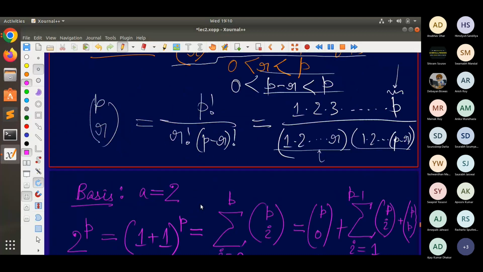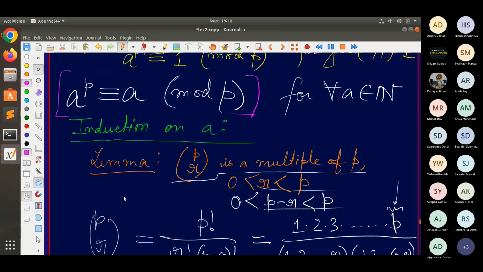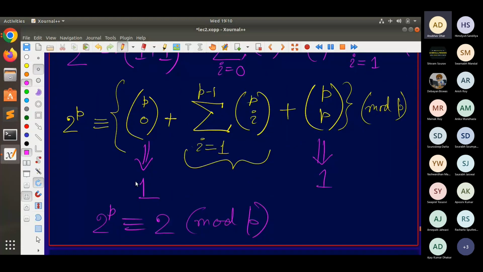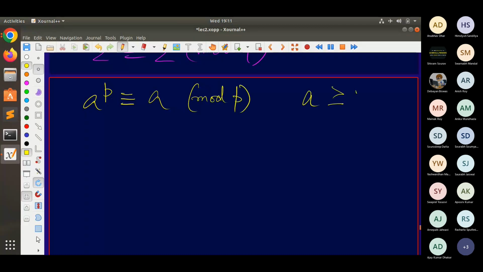So this statement holds true for a equal to 2. Now let's say that the statement a power p is congruent to a mod p is true for some n greater than or equal to 2. Now we wish to find out this.